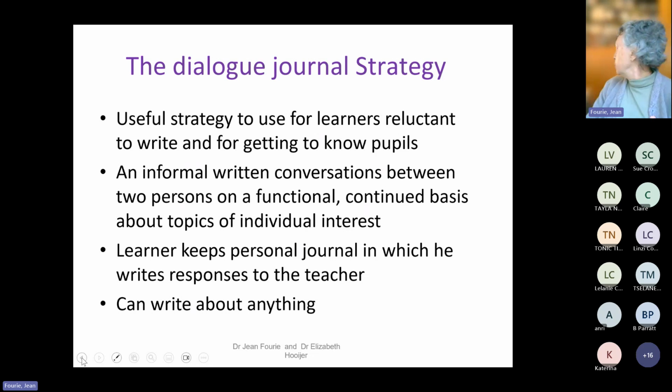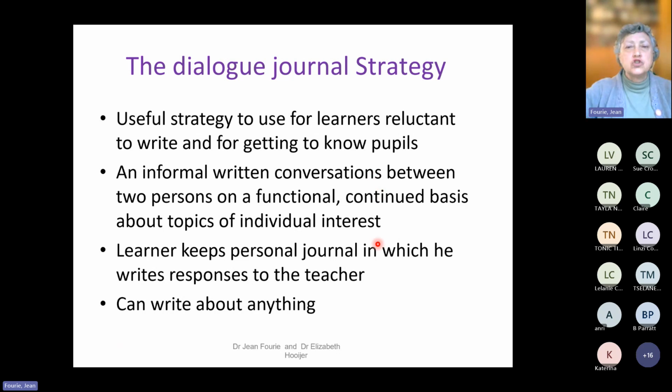I want to very briefly use the last 5 minutes just to go through another strategy that remedial teachers use a lot, which is very useful to get children to do lots of writing. And this is called a dialogue journal. Okay, I'm going to get to questions in a minute. Let me just do this.